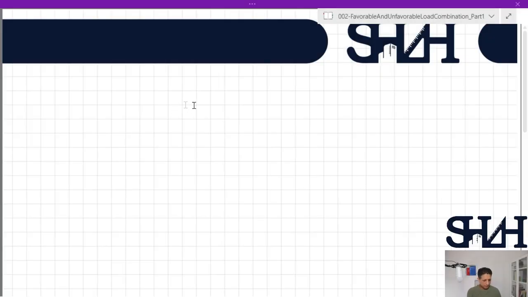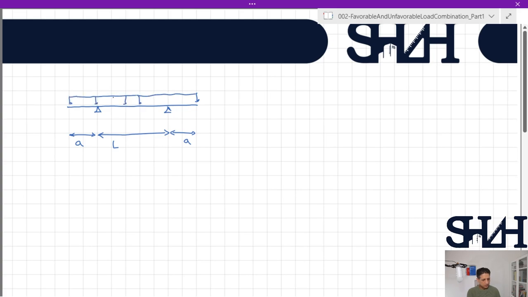Assume we have a beam with the length of L and also overhang A on both sides, which is under the distributed loads QD and QL, representing dead load and live load. And in this example, we assume that the element is very sensitive to permanent action. For example, this can be a deck of a bridge supported on two columns with two overhangs with the length of A.